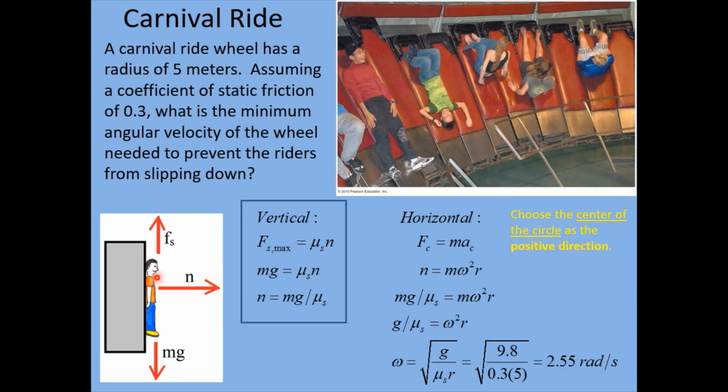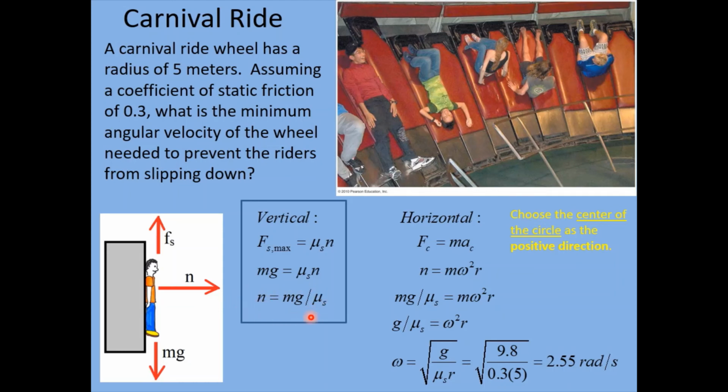What prevents the kid from slipping down and falling is static friction. In the vertical direction, the maximum static friction is equal to mu s times n. We want this static friction to be at least equal to mg to prevent the child from slipping down. So we can replace the maximum static friction with mg, so mg is equal to mu times n. We can solve for n, which is equal to mg over mu.